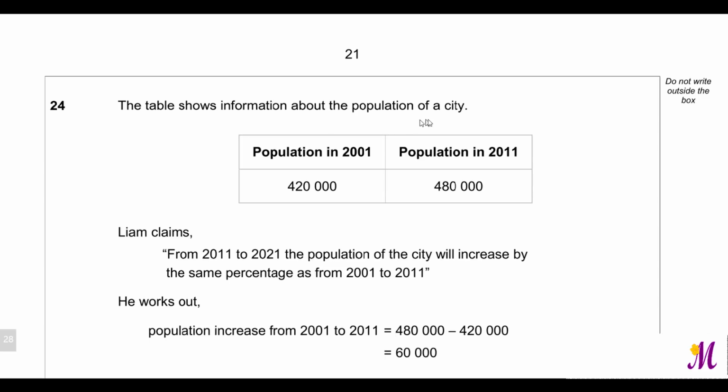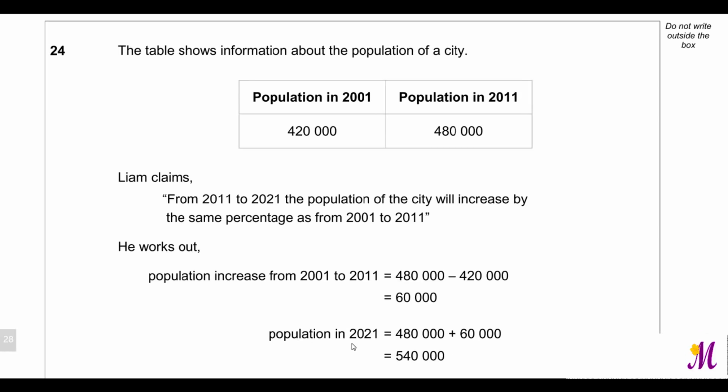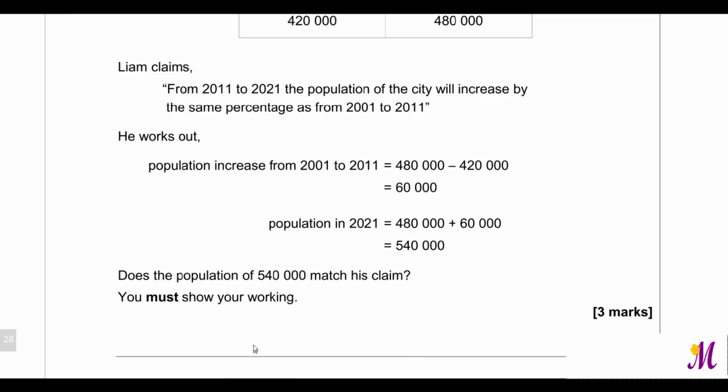Question 24. The table shows information about the population of a city. Population in 2001 is this number, and then population in 2011 is this number. It's increased. Now Liam claims from 2011 to 2021, the population of the city will increase by the same percentage as from 2001 to 2011. And he works out population increase from 2001 to 2011 is 480,000 minus 420,000. He got 60,000. And then population in 2021 will be 480,000 plus 60,000. So he used 60,000 directly to add to the last number, and he got 540,000. The question is, does the population of 540,000 match his claim? You must show your working.